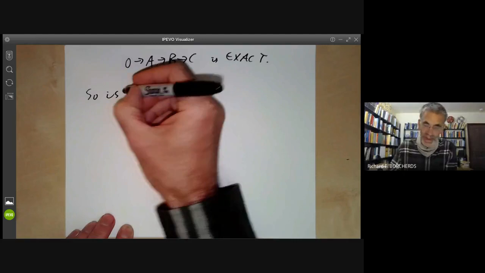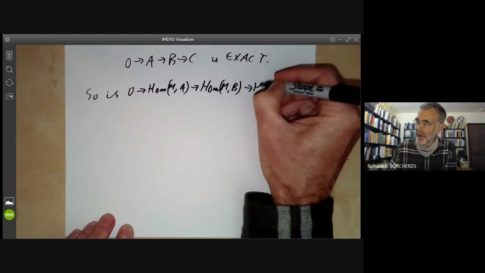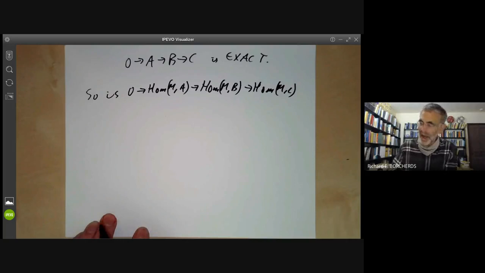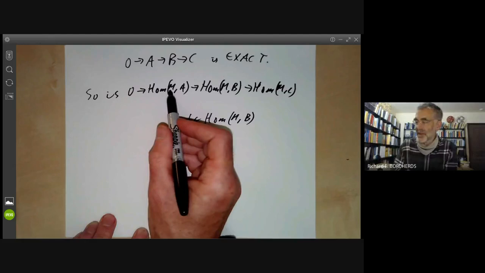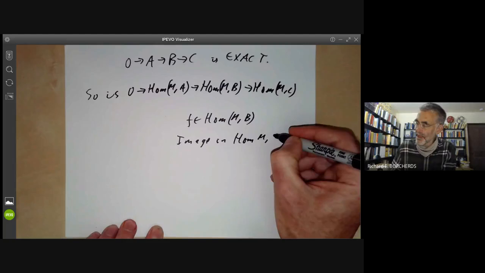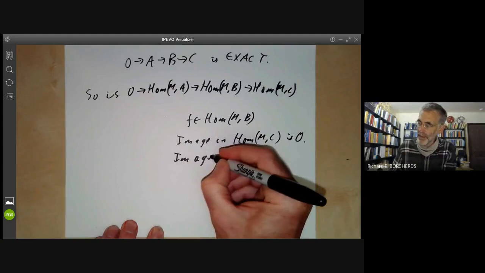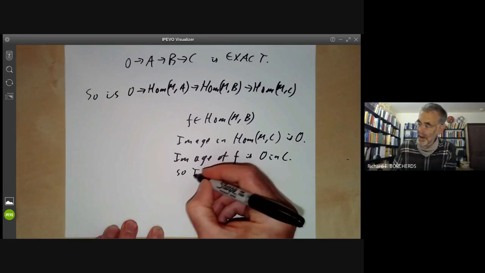0 goes to Hom of M to A, goes to Hom of M to B, goes to Hom of M to C. And again, there's no zero on the right. And this is quite easy. Suppose we take f in Hom M to B. What we're going to do is to show if something here has image zero there, then it's in the image of something there. And all the other bits of exactness are even easier. So the image in Hom M to C is zero. This means the image of f is zero in C. So the image of f is in the image of A in B.